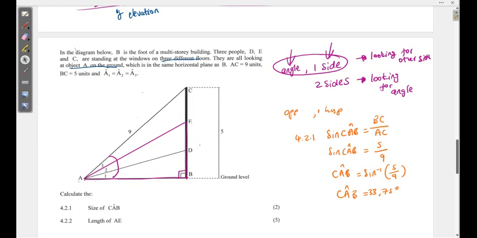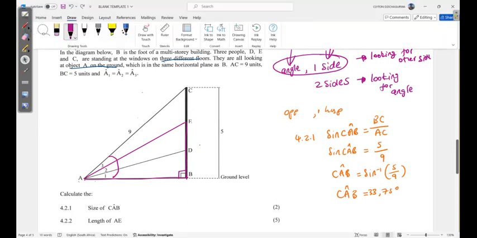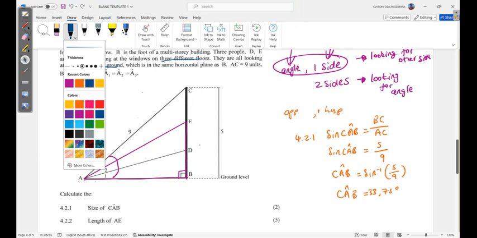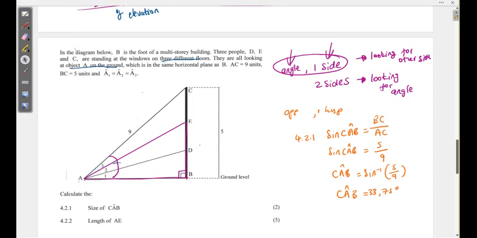Perfect. Now that we need one angle and one side, let's make sure that we get the angle first. We can get this angle here. How can we get this angle, good people? Well, let's remember that they told us that A1, A2, and A3 are equal, and we got the whole angle here, 33.75. If you divide that by 3, what would you get?